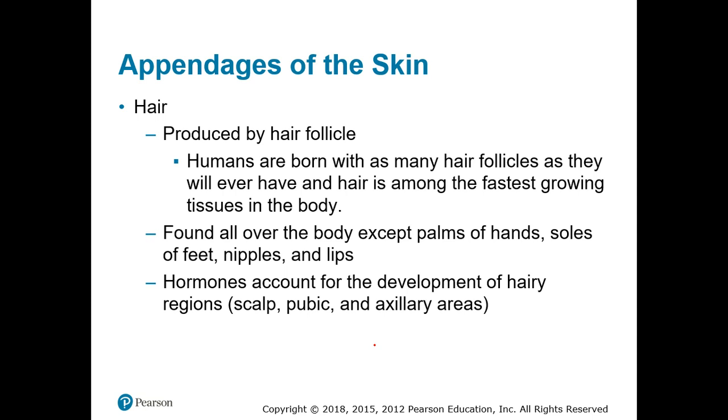Moving on, the second type of appendage of the skin is hair. Hair is produced by a hair follicle. Fun fact, humans are born with as many hair follicles as they will ever have, and hair is actually among the fastest growing tissues of the body. If you think about that video that we watched in class, they were talking about how you can have so much hair in such a short amount of time. I was surprised by that fun fact, that we grow so much.